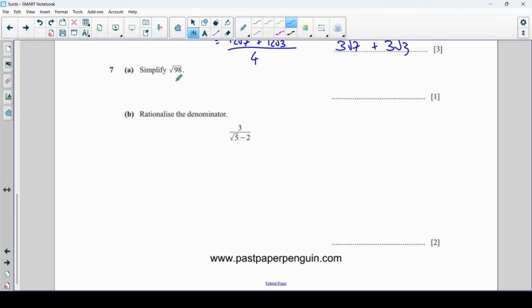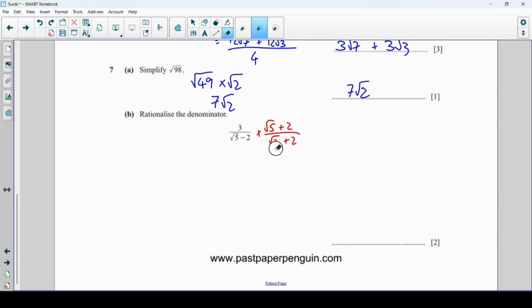Already we're starting to see questions repeat themselves, so we're going to simplify this root 98. Biggest square number that goes into 98 is 49. So root 49 times root 2. Root 49 is 7, so that there is just 7 root 2. To rationalise the denominator, again, we're going to multiply by the conjugate. This time it's minus in the middle, so I'm going to change it to a plus. And that's going to be on the top and the bottom. Whoops, I meant to write root 5 there. Let's do that again.